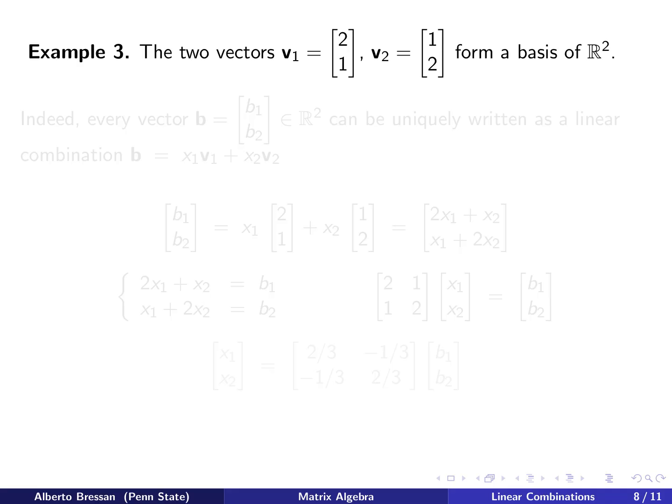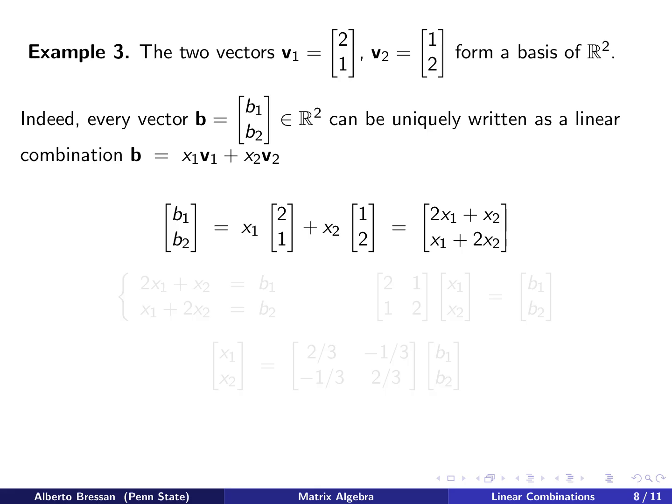So now we take some examples just to get ourselves familiar with the concept of basis. Now we have two vectors, V1 and V2, where V1 is (2, 1) and V2 is (1, 2). And we want to show that they form a basis of R2.